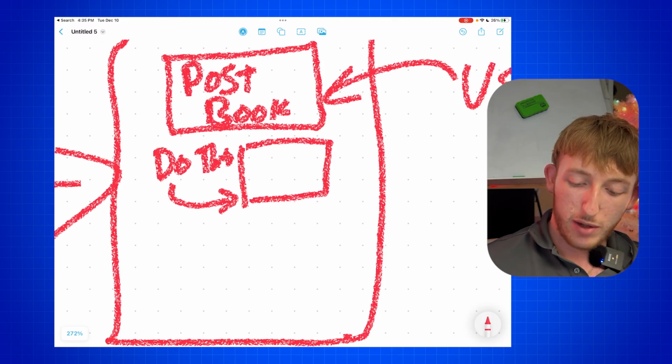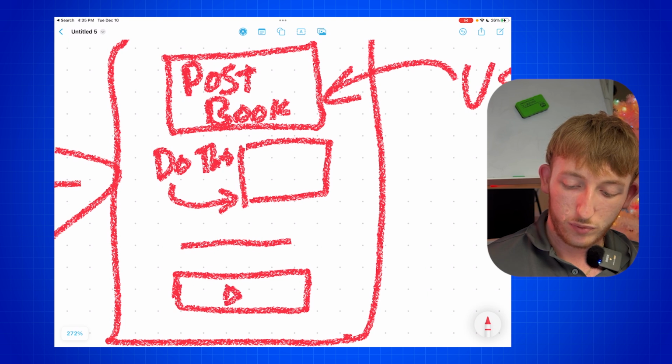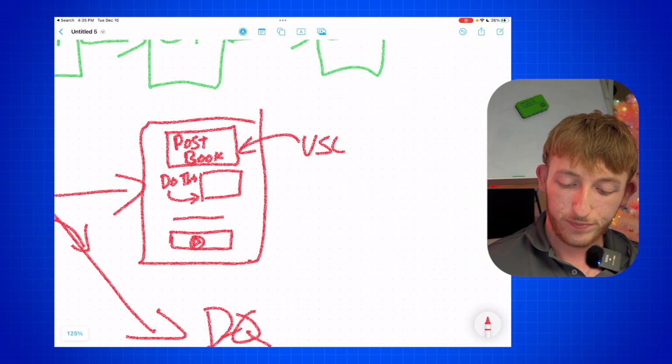And then after that, we're going to basically have another bar here that tells them, okay, step 3 is to click this button and go watch a podcast.